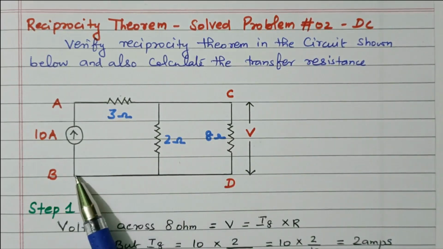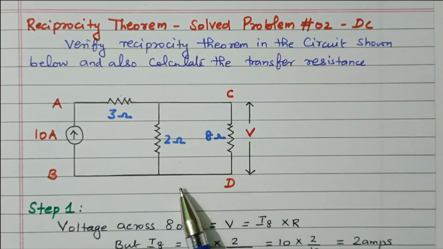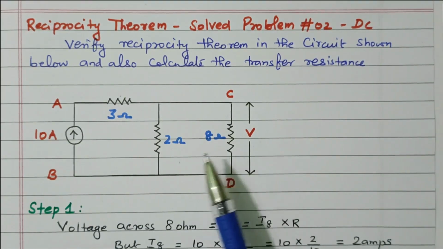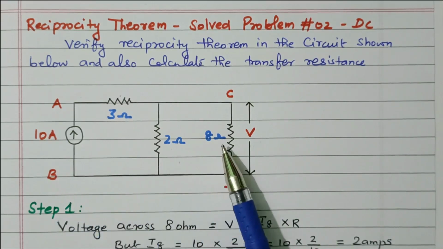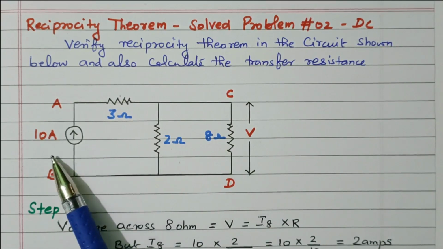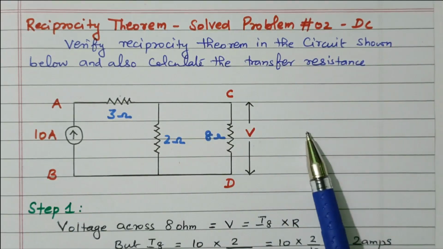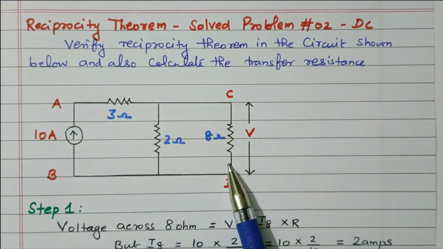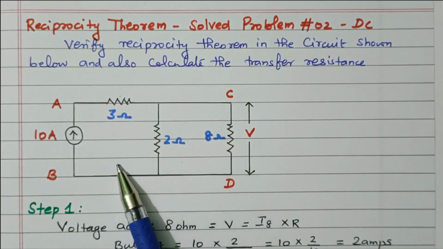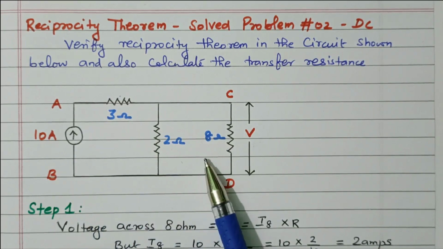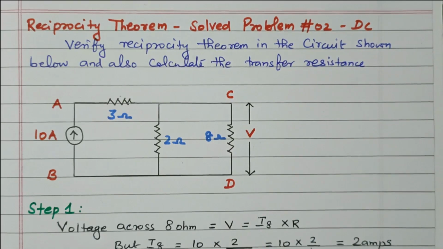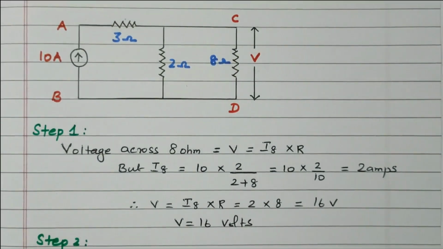In the first step we will proceed with the circuit as it is. We will find the V value. Then we will transfer the current source to the second branch and find the V in the first branch. So V divided by I will give the transfer impedance, right? First we'll proceed with the diagram as it is given. Branch 1 contains the current source, and in branch 2 we will find the voltage across the 8 ohm resistor, right? So that is step 1.